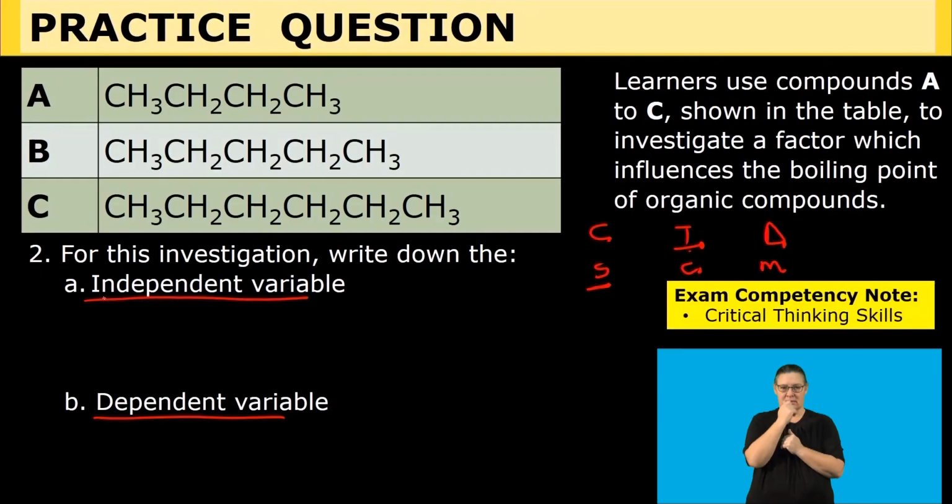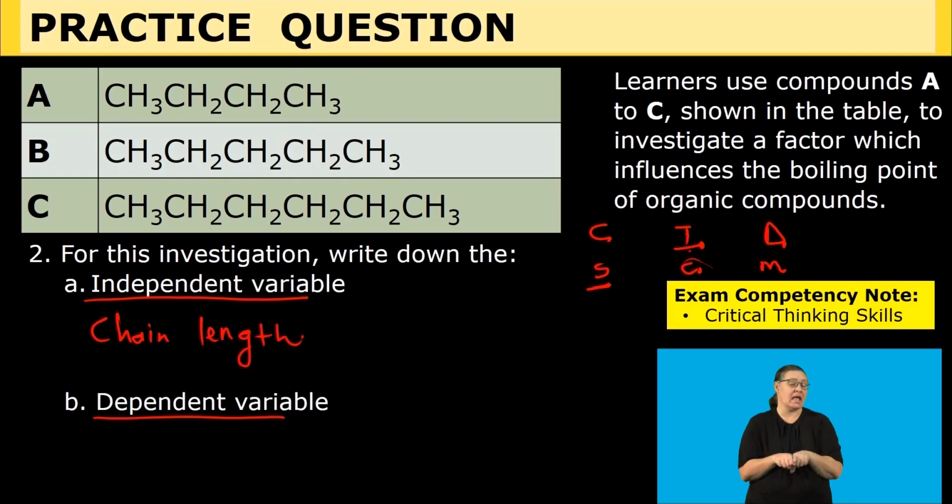So in this case, we are told which one is independent. We know that the independent variable is changed. So what are they changing here? We are not going to say that they are changing the substance or the alkane. What is being changed here is the chain length from substance A, substance B, and substance C. What is different in each one is just the chain length. So the independent variable, as we have said, is changed, and therefore it is the chain length.